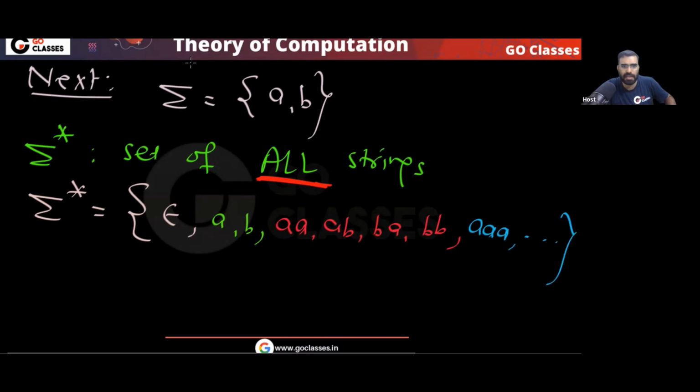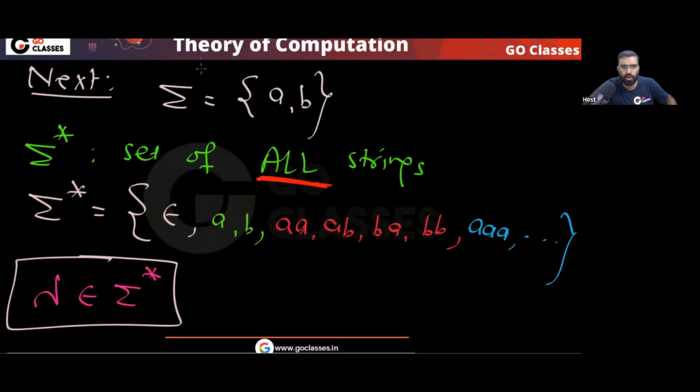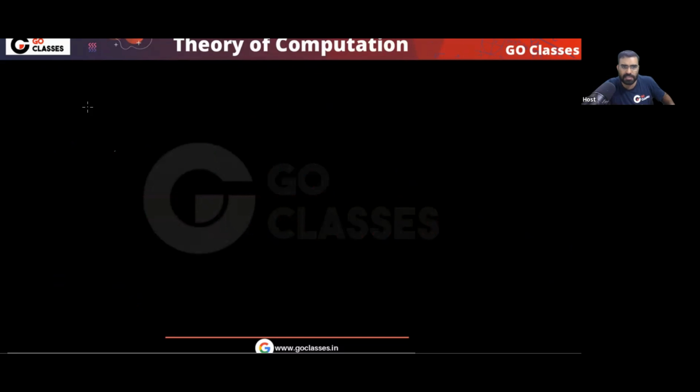So here, can I say that this lambda always belongs to sigma star? Yes, the 0 length string always belongs to sigma star. This will always happen. Okay, very simple. What about sigma plus?